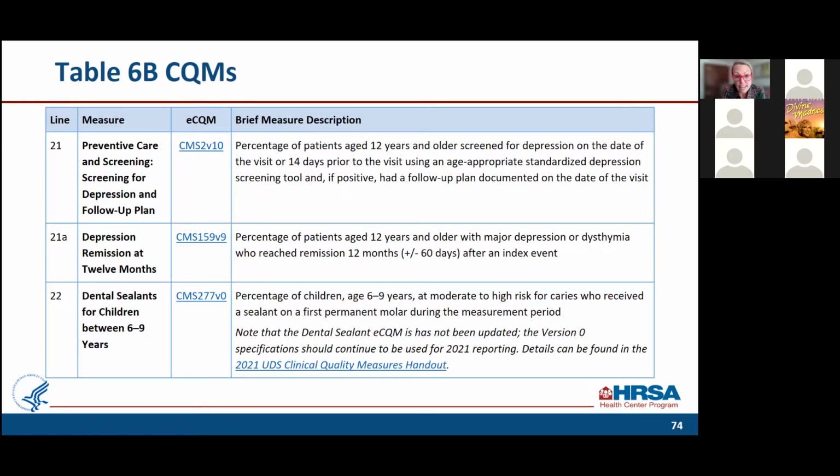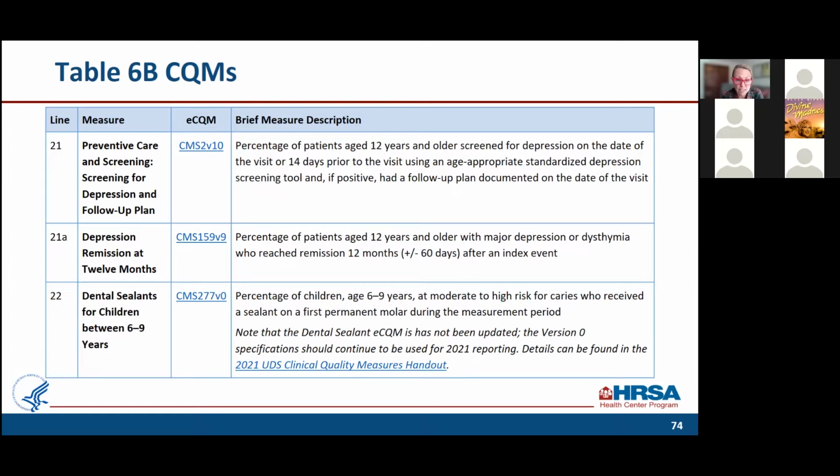Next up is line 21A, depression remission at 12 months, which was new last year. And I know it has been a bit of a bear for some health centers. The denominator reported in column A is patients aged 12 years and older with a diagnosis of major depression or dysthymia and an initial PHQ-9 or PHQ-9M score greater than 9 at an index event between November 1st of 2019 through October 31st of 2020, and at least one medical visit during 2021.